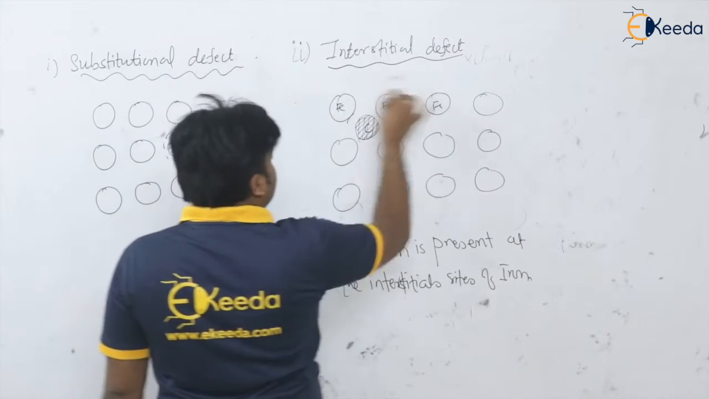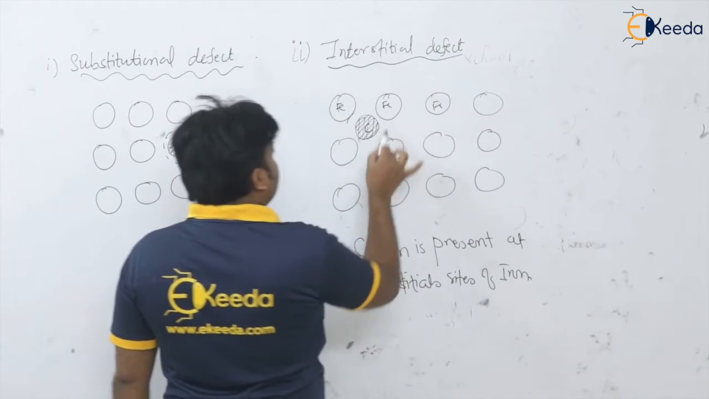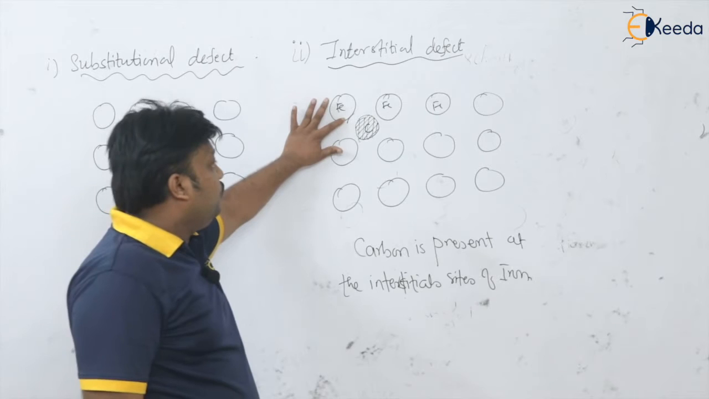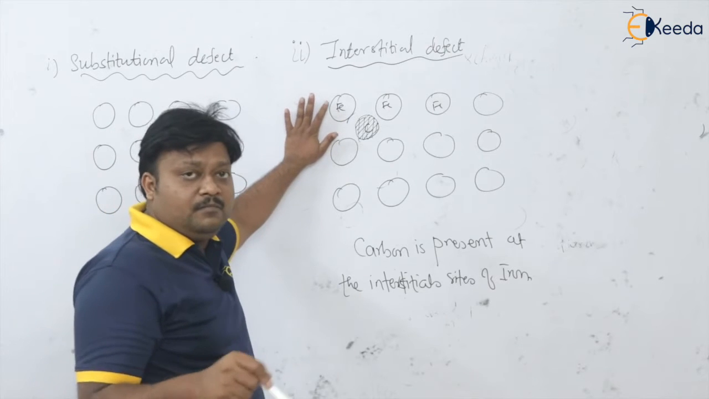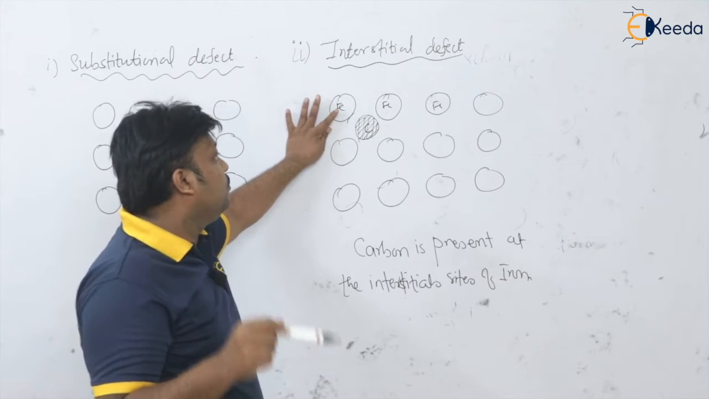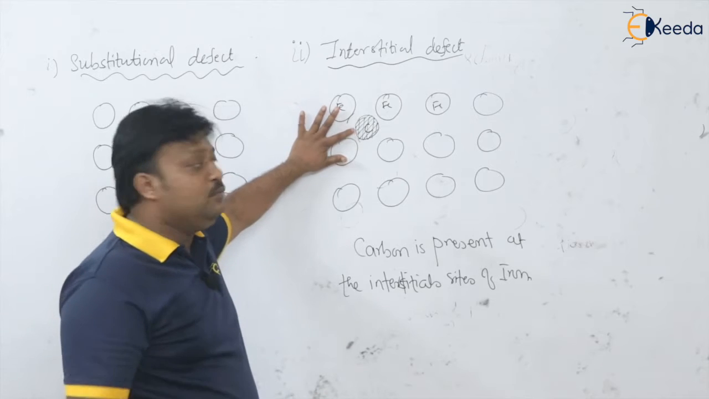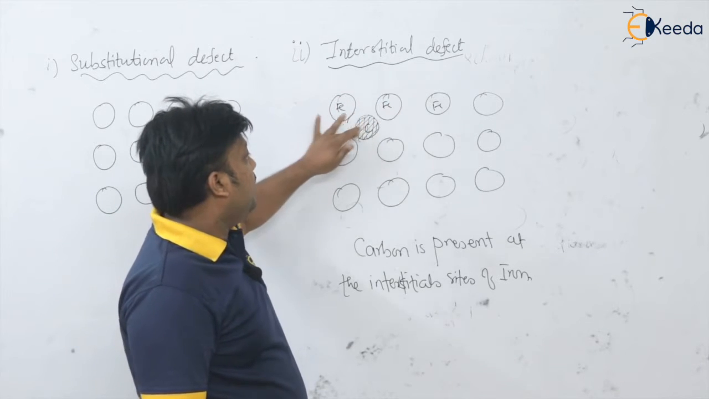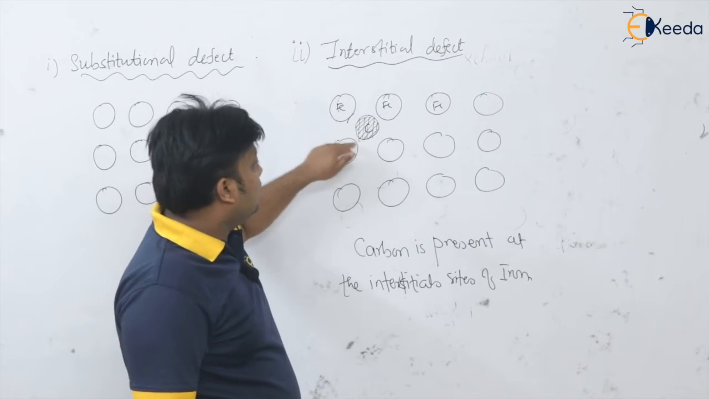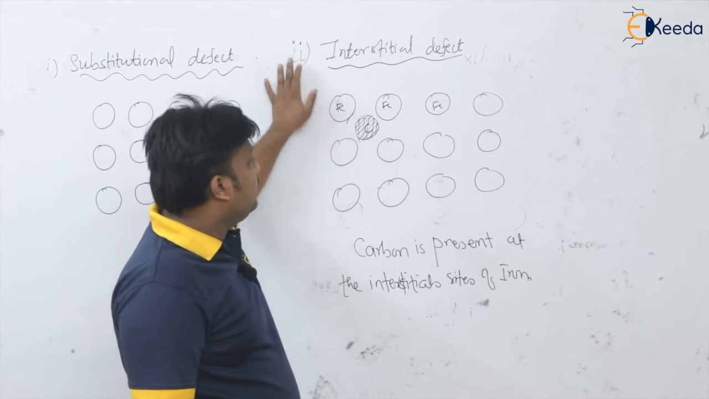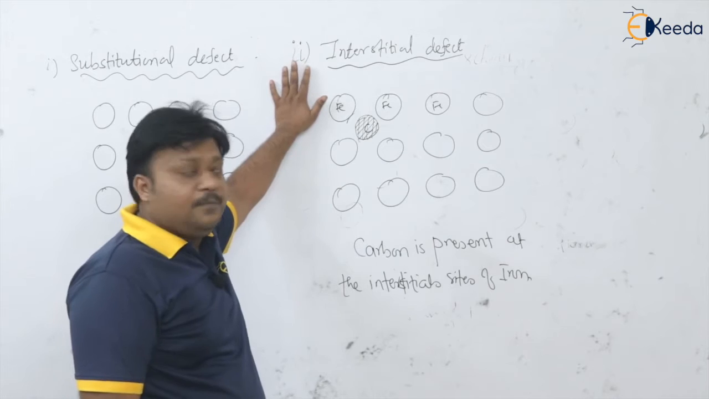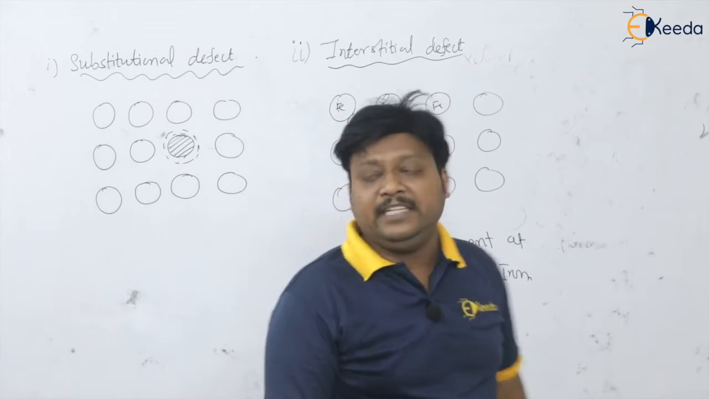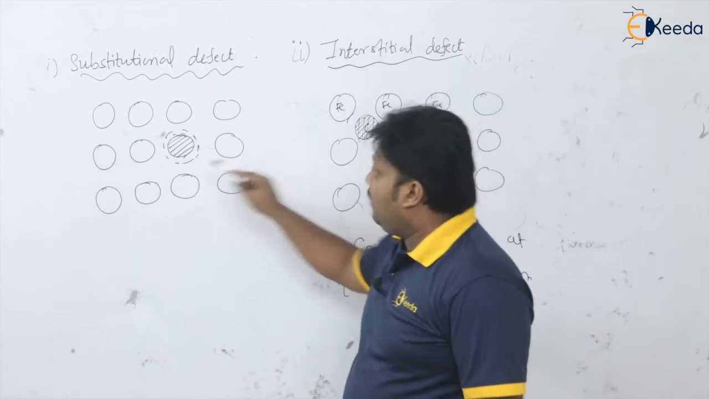So the main condition is what? This interstitial void, already it is very small. So the foreign atom or the impurity that is going to come and sit here should be smaller than the size of the host atom, and also smaller than the size of this interstitial site. So this is the important thing. This condition should be fulfilled. Then and only then can this happen.